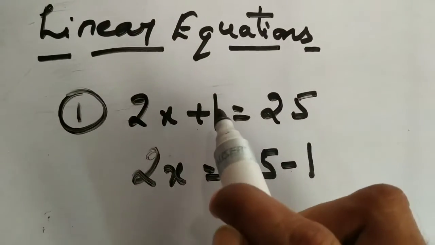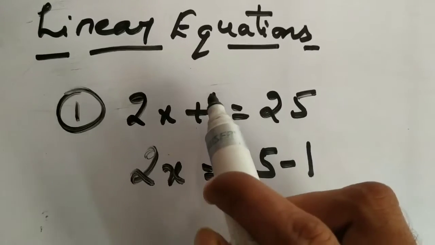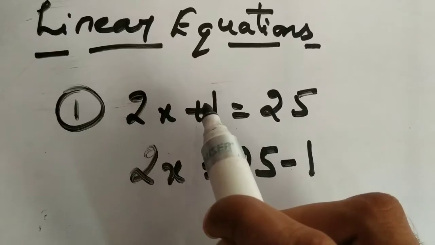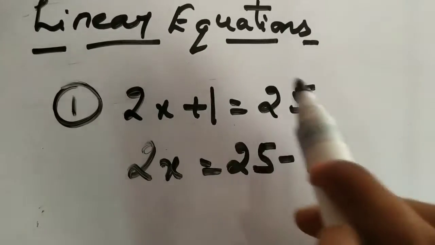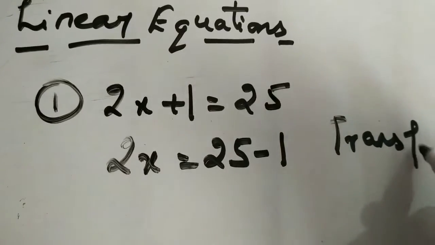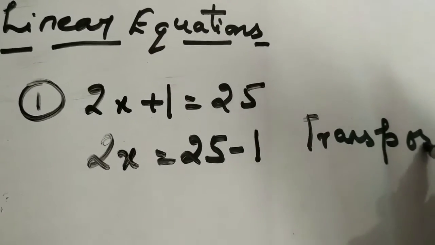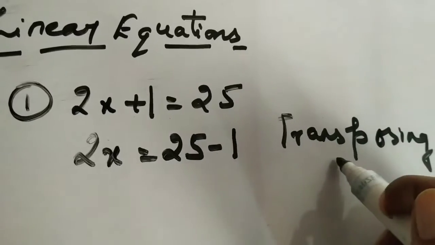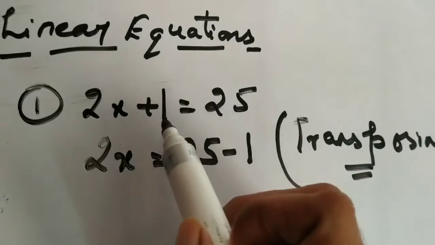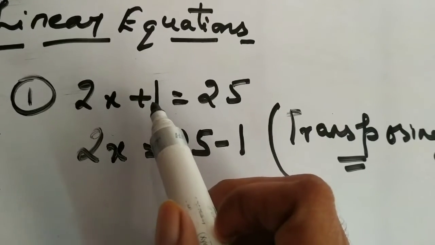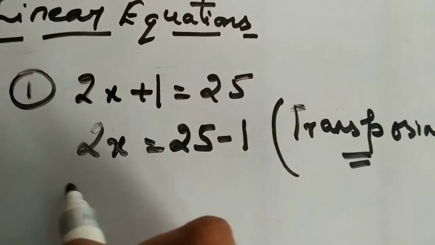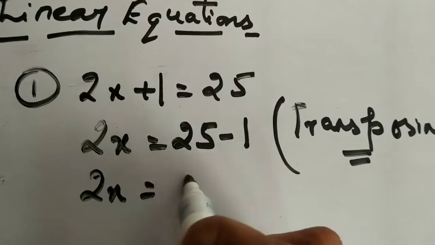This shifting of plus 1, or of an element from either side, from LHS or RHS, is called transposing of terms. What is it called? It is called transposing of term. What is transposing? The shifting of an element from one side to another. So that is transposing of term. So I transpose the 1 from LHS to the right hand side. So this will become 25 minus 1. So this will become what? 2x is equal to 24.